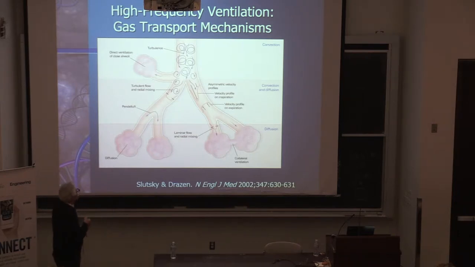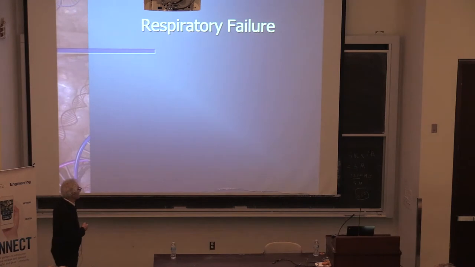And here there's a number of mechanisms where there's branching of airways. And by the way, I show a couple of branchings, but there's 32 layers of branching. So you've got a huge number of these alveolar regions. And this region here combines convection and diffusion. So that's high frequency ventilation.